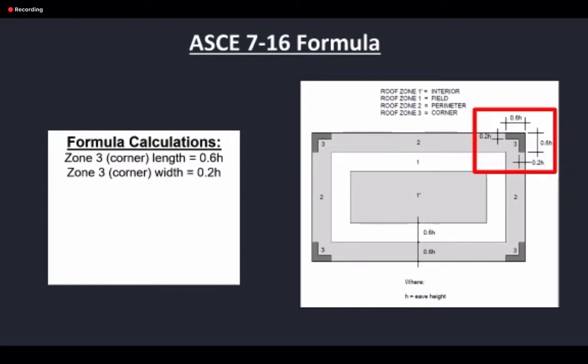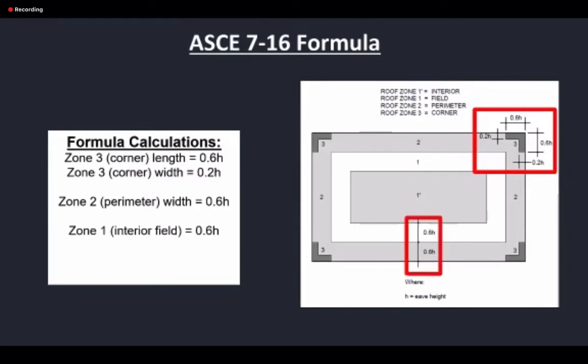So the next formula is for zone 2, and the nice thing is they did keep it consistent. So zone 2 perimeter is going to be 0.6 of the height. And then we're all familiar with zone 1. That's also going to be 0.6 of the height. So as you can see here, you have zone 1 and zone 2, 0.6 of the height as you go in from the outside of the building.